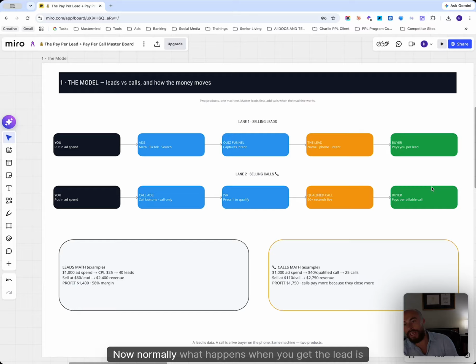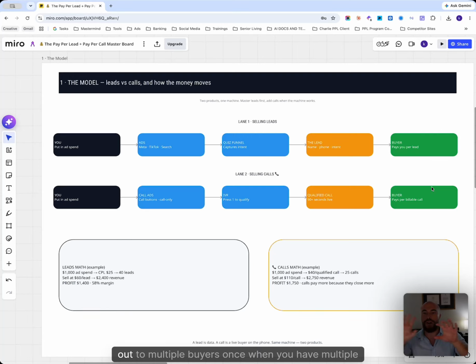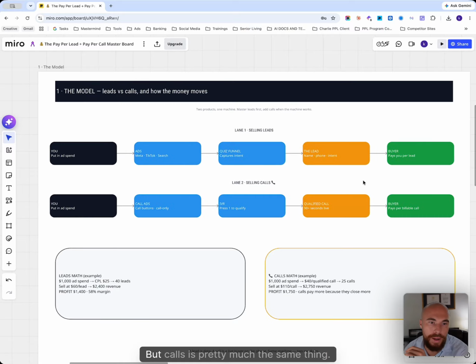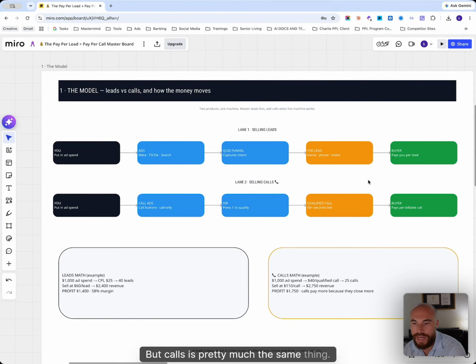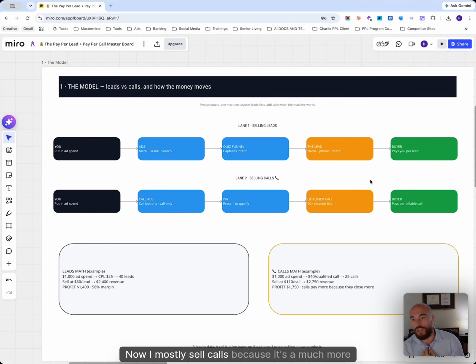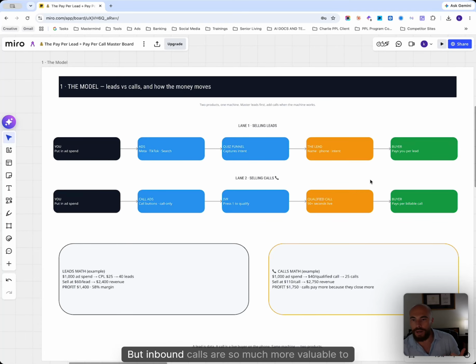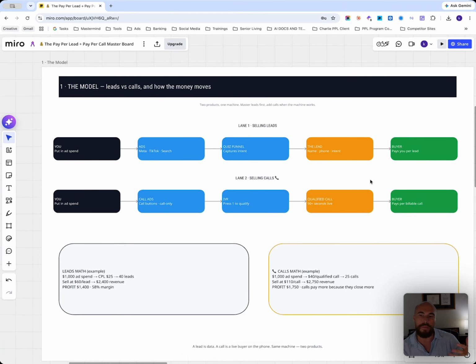Now, normally what happens when you get the lead is you don't see the lead. It goes straight to a buyer through a lead distribution software. That lead distribution software will divvy it out to multiple buyers at once when you have multiple buyers. But calls is pretty much the same thing. You can also sell calls. Now, I mostly sell calls because it's a much more high intent thing to do. Because yes, somebody can fill out a lead form, but inbound calls are so much more valuable to business owners.